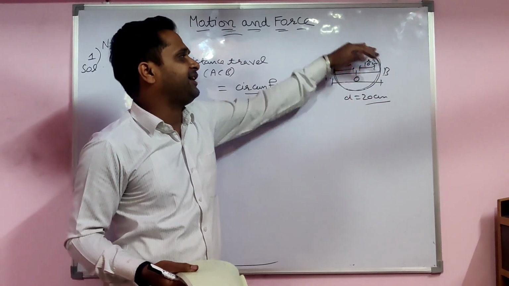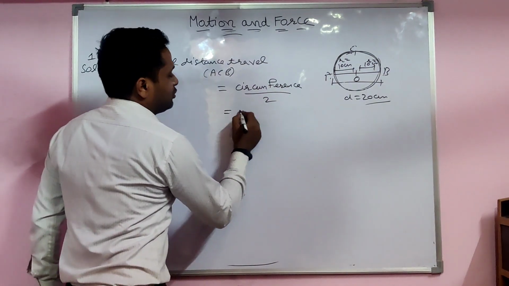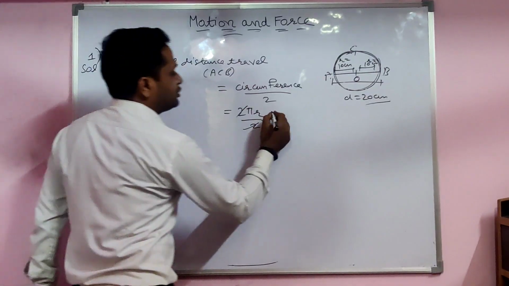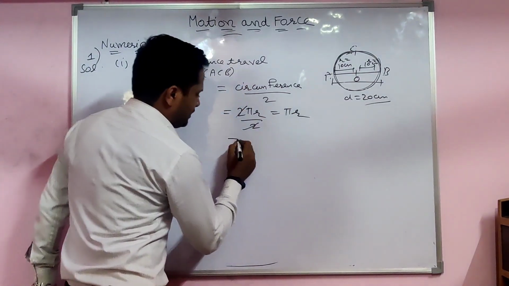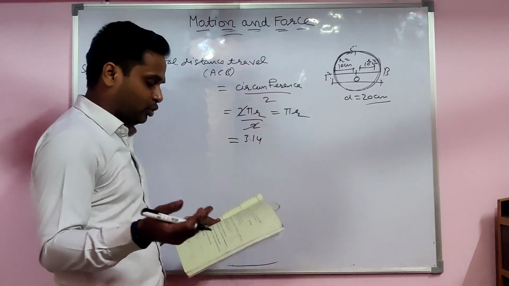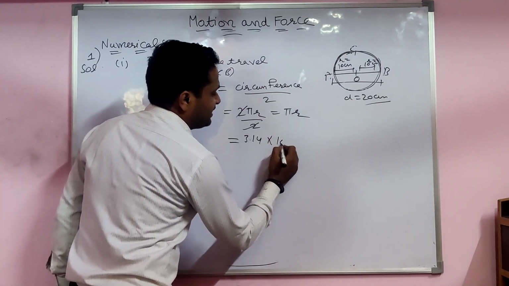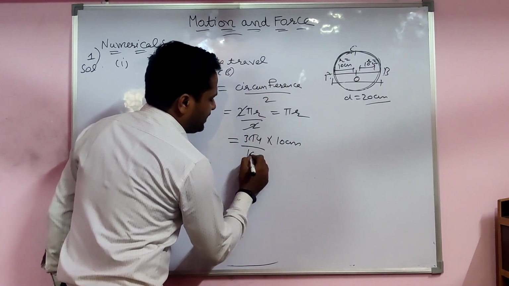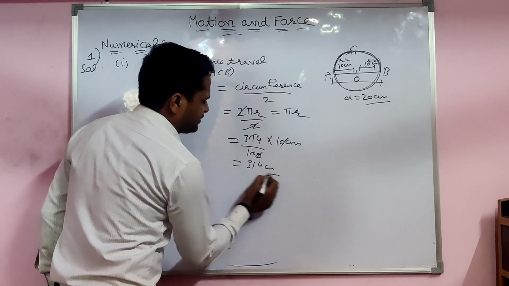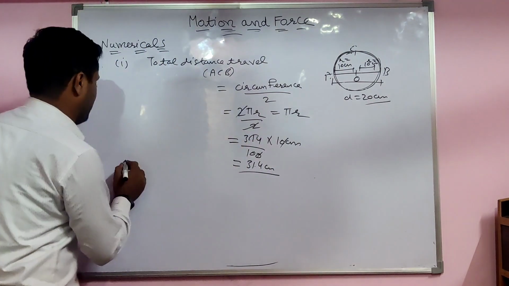You take half ACB, semicircle. So you take half. Circumference is 2 pi r, you have to divide it by 2. The answer is pi r. The pi value is 3.14, or you may take 22 by 7. 3.14, then r is 10 centimeter. Open this, 31.4 centimeter. Very easy. Now we have to find out the next one.